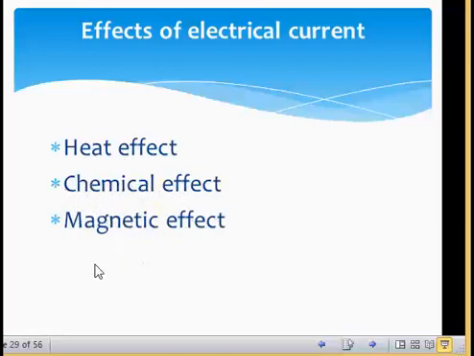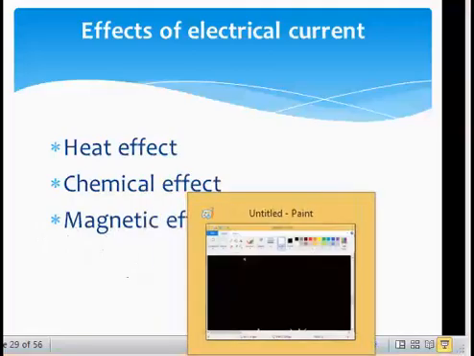So in this tutorial we are going to talk about the magnetic effect. These other two effects are different topics, they have been treated in a different topic. So we'll talk about the magnetic effect of electric current. Now, what is the magnetic effect of electric current?